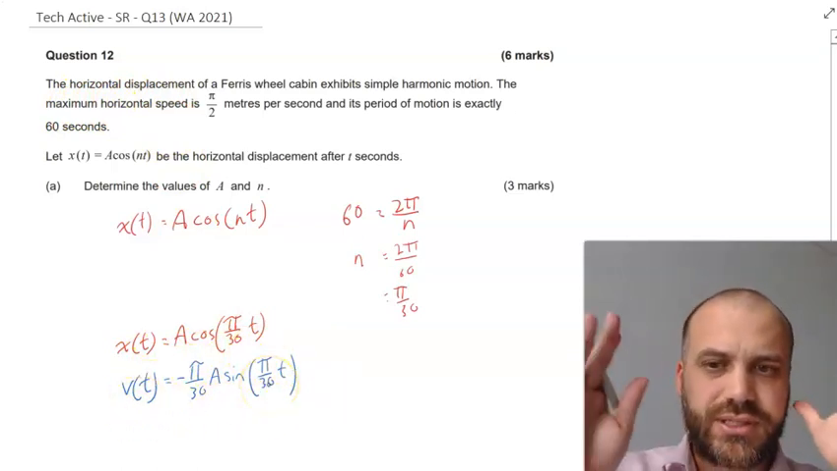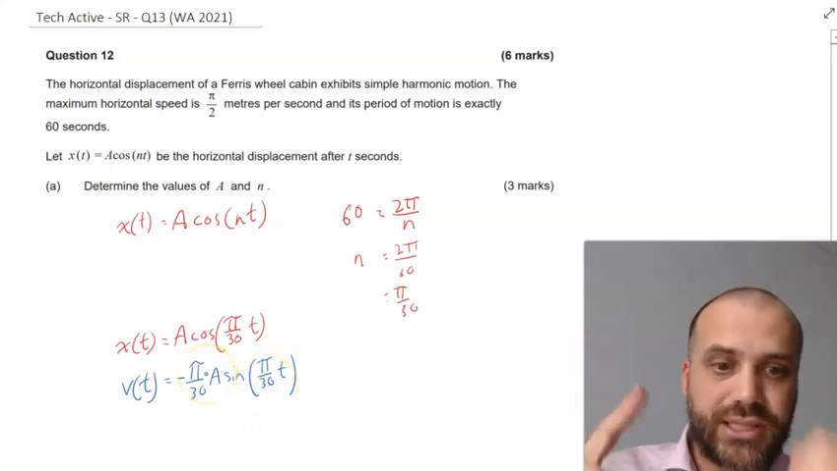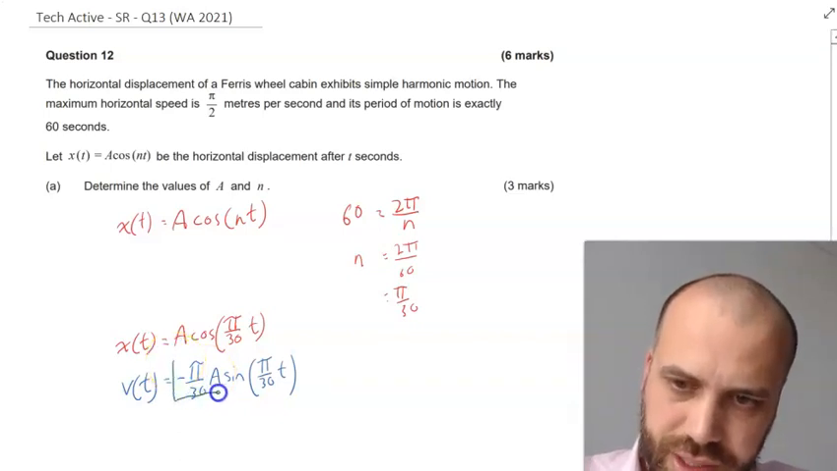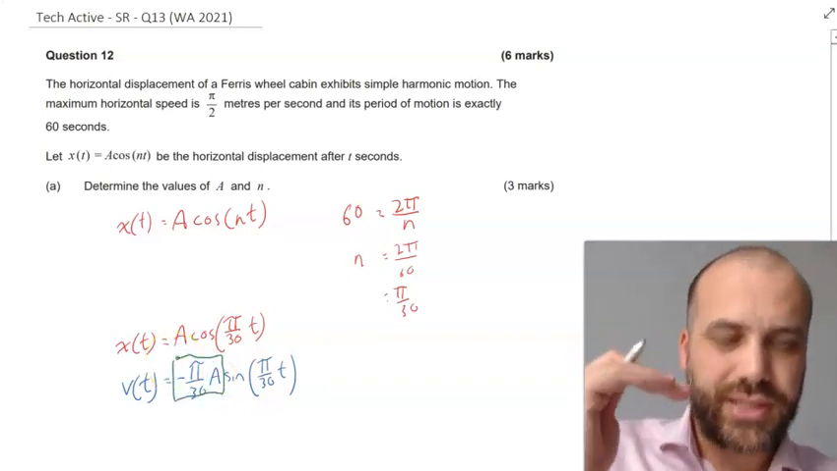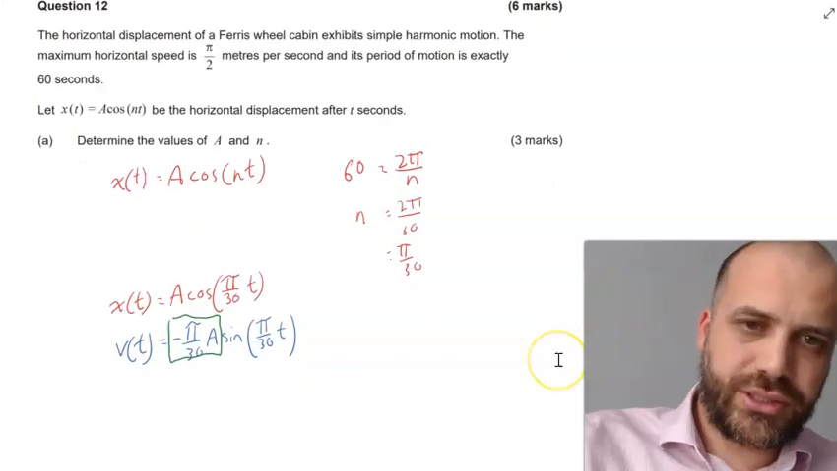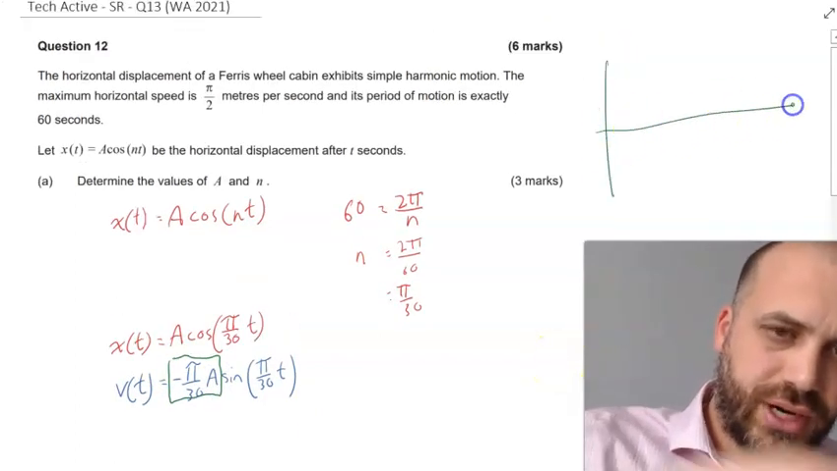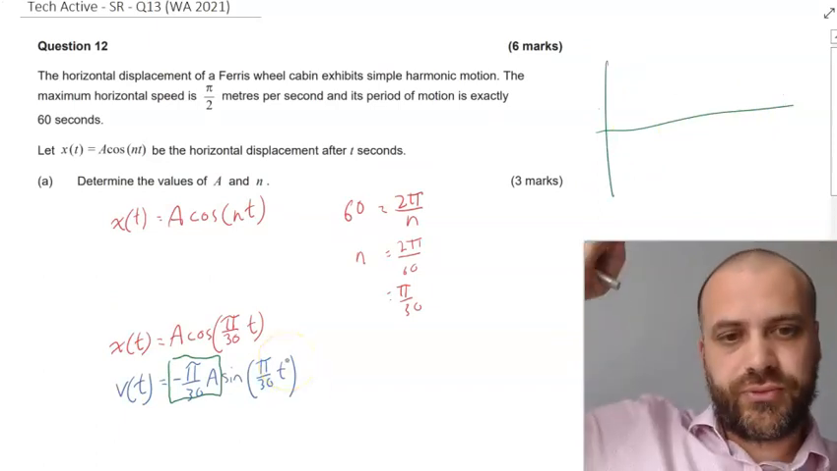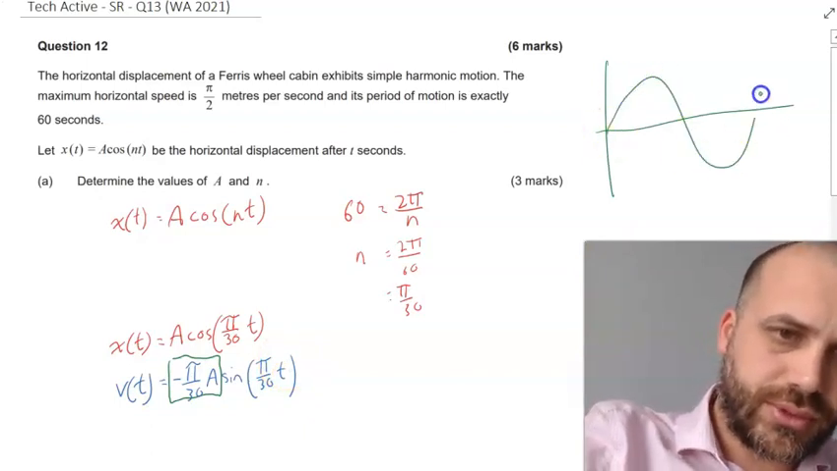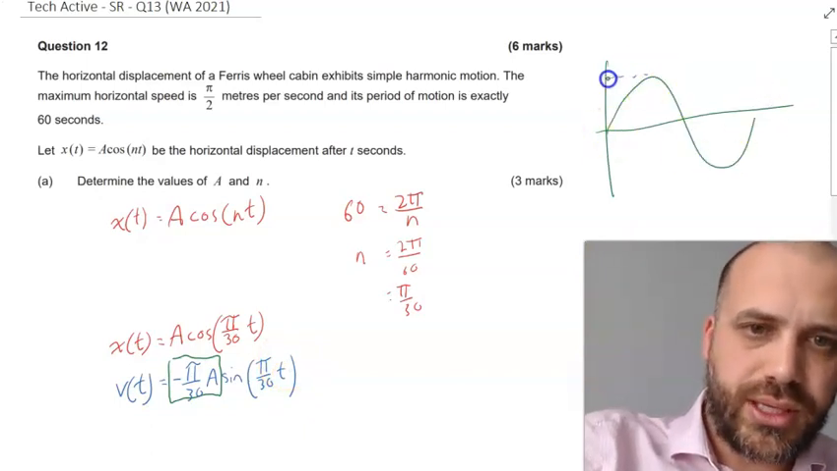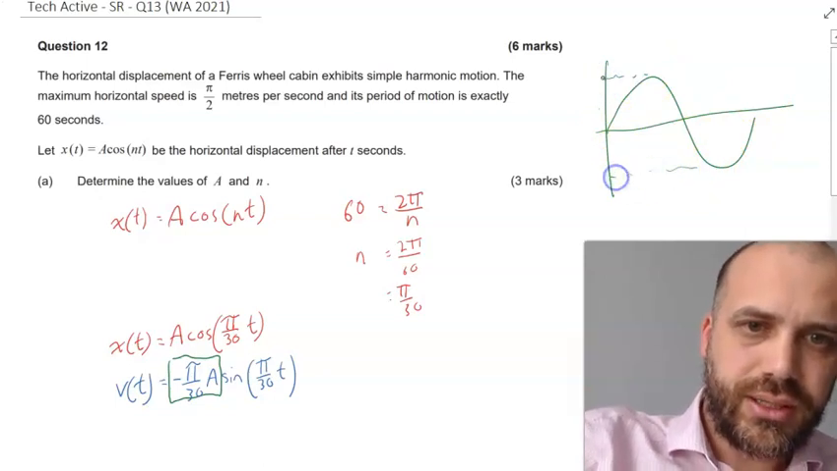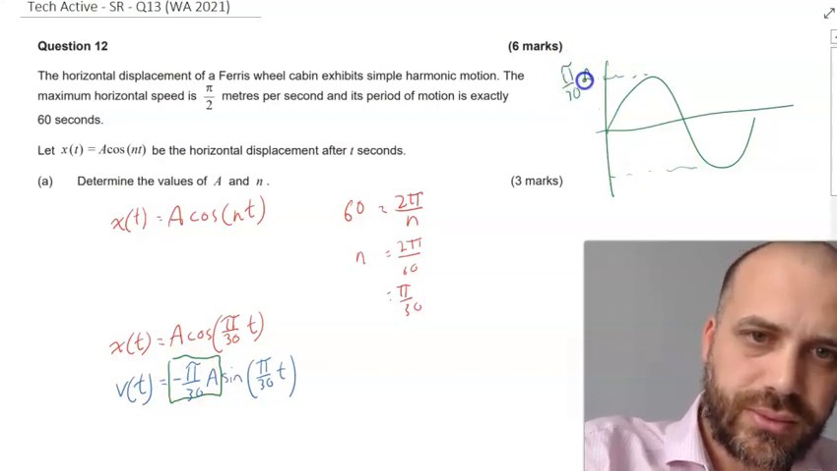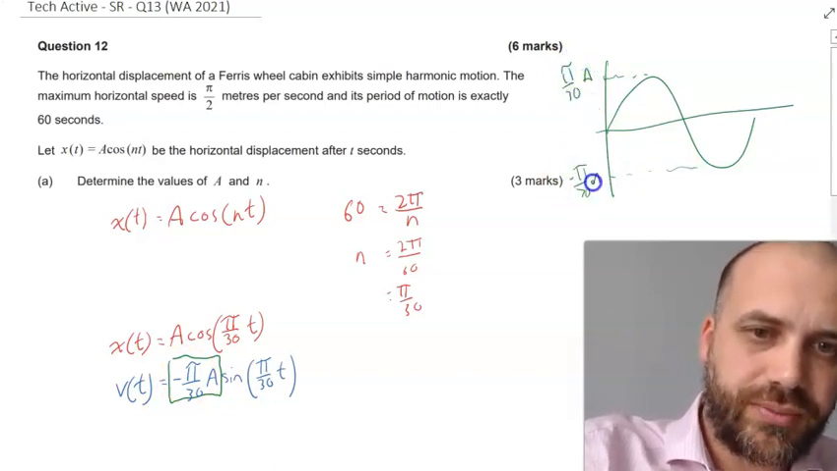Now what part of this function tells us the maximum velocity or the maximum speed? It's this part right here that's going to tell us our maximum speed. A picture tells 1,000 words, or whatever the phrase is. So we've got a periodic function here with no vertical displacement. So it looks like that. Now this point here and this point here is pi on 30a, and this point here is negative pi on 30a, right?